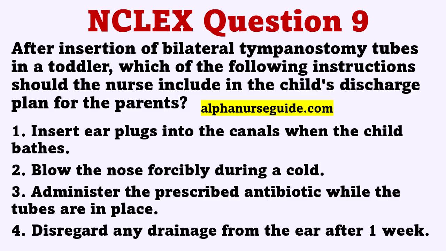The correct answer is 1. Placing earplugs in the ears will prevent contaminated bathwater from entering the middle ear through the tympanostomy tube and causing an infection. Blowing the nose forcibly during a cold causes organisms to ascend to the eustachian tube, possibly leading to otitis media. It is not necessary to administer antibiotics continuously to a child with a tympanostomy tube. Antibiotics are appropriate only when an ear infection is present. Drainage from the ear may be a sign of middle ear infection and should be reported to the healthcare provider.